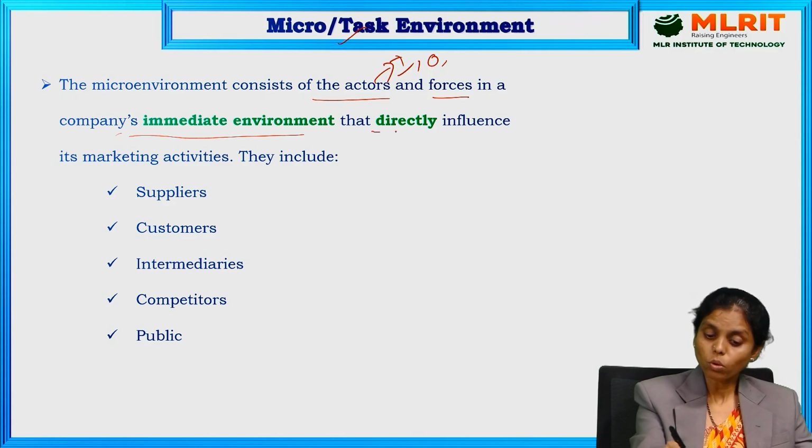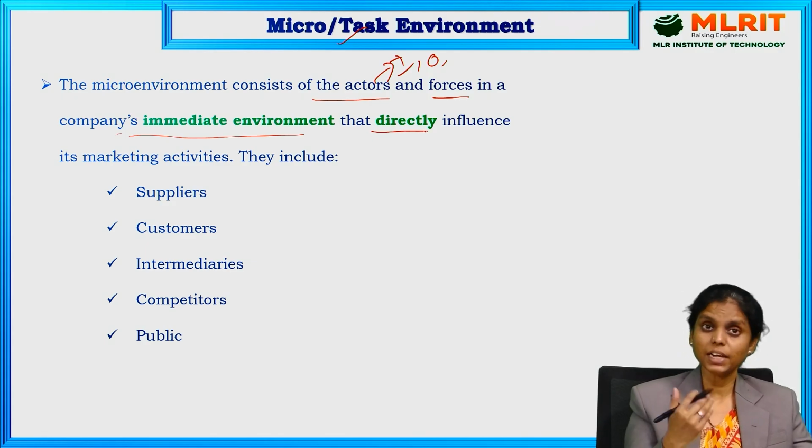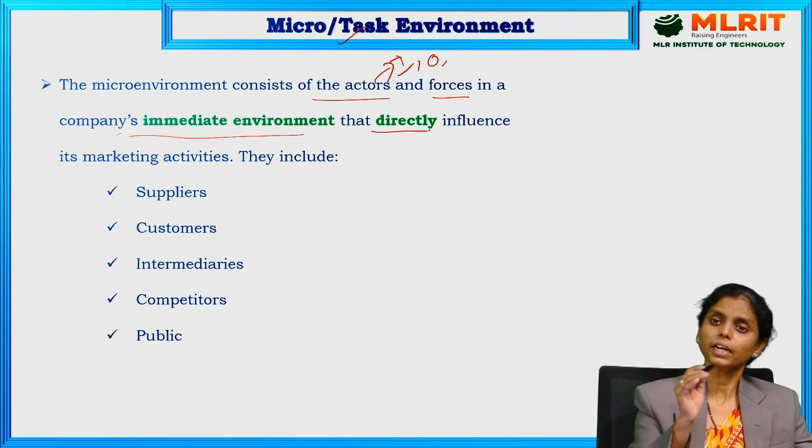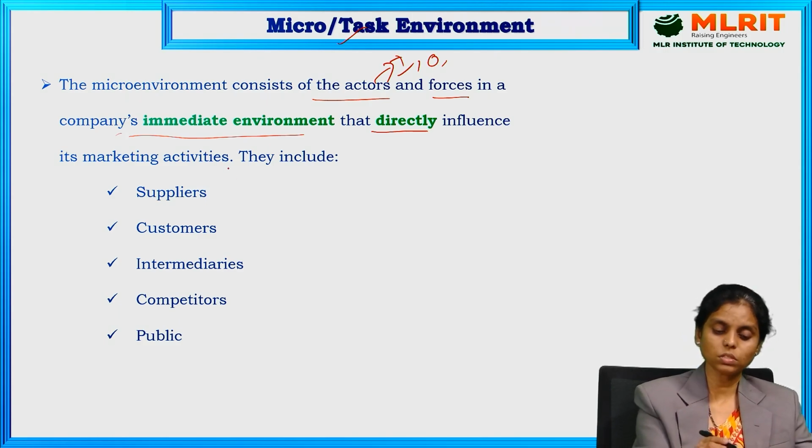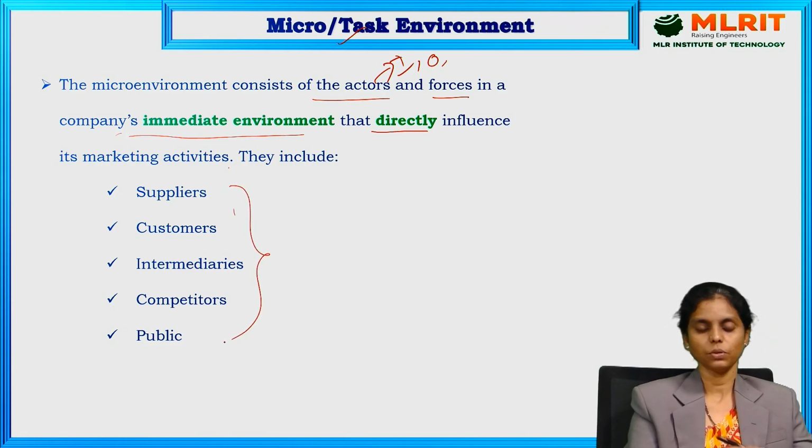Whoever is immediately present, all such factors we will call micro environmental factors, with whom the organization is directly interacting, and these factors will directly influence the decisions of an organization. Now, what are those factors that we have? They include suppliers, customers, intermediaries, competitors, as well as the public.